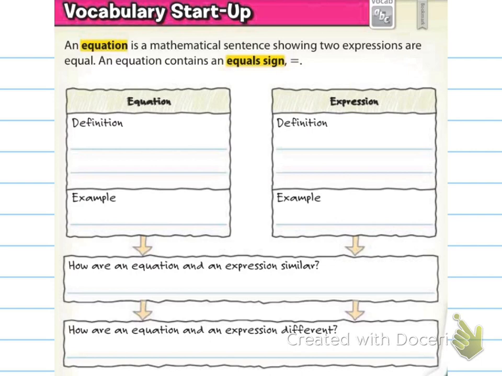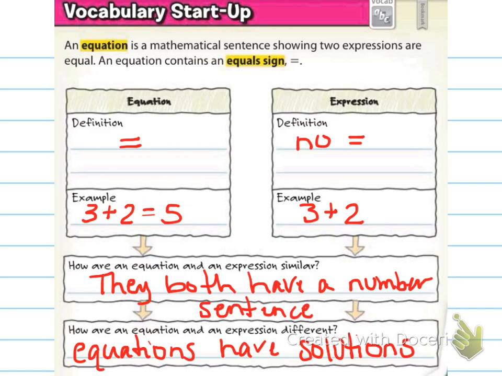So what I'd like for you to do is go ahead and fill out this vocabulary startup, and when you come back we'll compare our notes. Go ahead and pause the video again. Alright, so what I put, really just basic stuff. An equation has an equal sign, an expression does not have an equal sign. It's a number sentence.